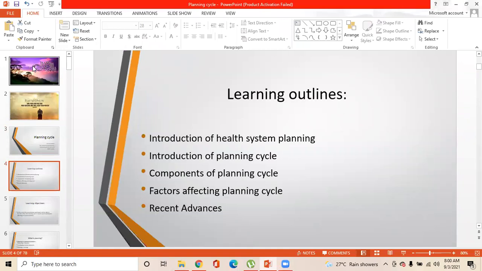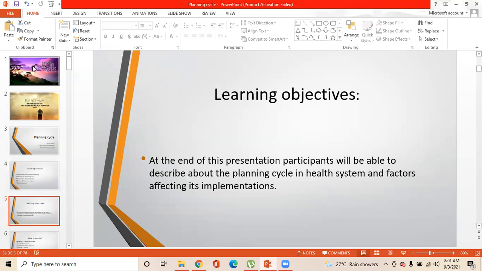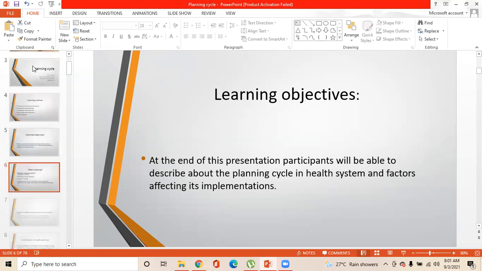Learning outlines of the presentation are introduction of health system planning, introduction of the planning cycle, components of the planning cycle, factors affecting the planning cycle, and recent advances. Learning objectives: at the end of this presentation, participants will be able to describe the planning cycle in the health system and the factors affecting its implementation.